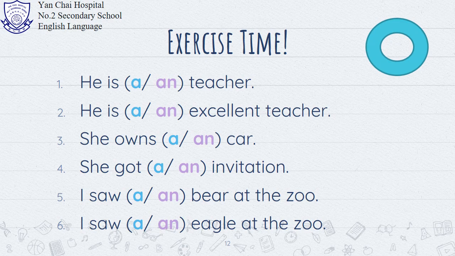Let's check the answer together. Number 1. He is a teacher. Number 2. He is an excellent teacher. Number 3. She owns a car. Number 4. She got an invitation.